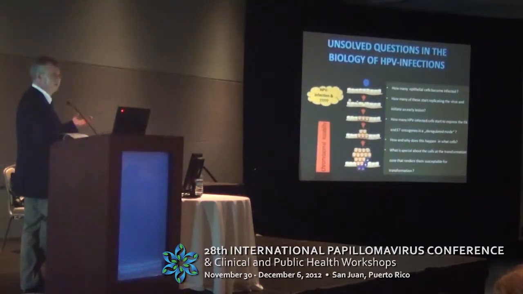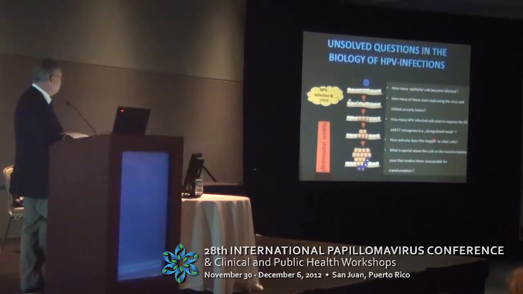We know that men are infected at the same ratio as women, but how many lesions are actually occurring in men is characterized so far not in great detail. How many of these HPV-infected cells start to express the E6 and E7 oncogenes in a deregulated manner, as John has just explained to you, initiating a neoplastic transformation process that then triggers chromosomal instability, is also not known so far.